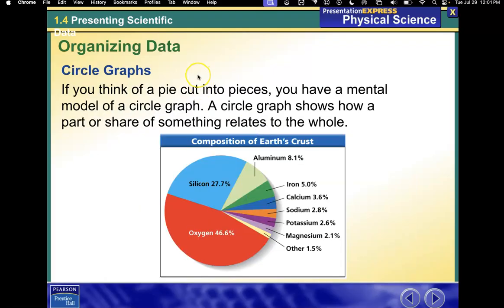Circle graphs, if you think of a pie cut into pieces, you have a mental model of a circle graph. A circle graph shows how a part or share of something relates to a whole. This shows that most of the Earth's crust is oxygen, and the least amount is either other or magnesium. So then this shows you really quick how you can find which one's the most and which one's the least.